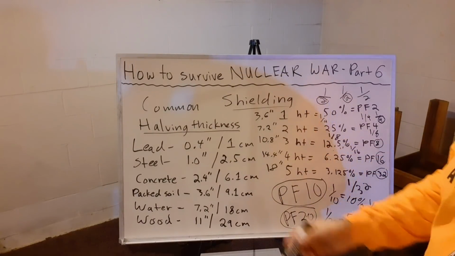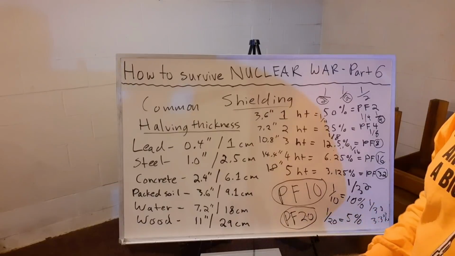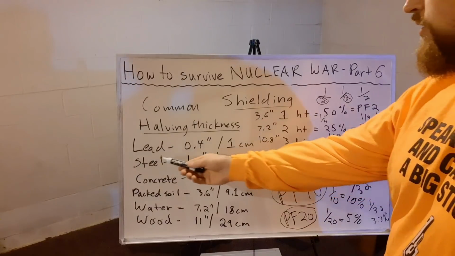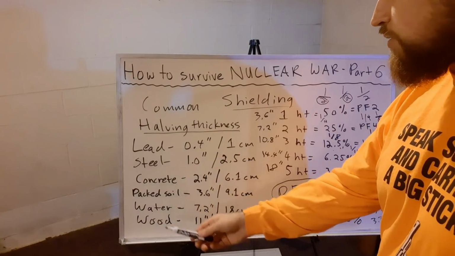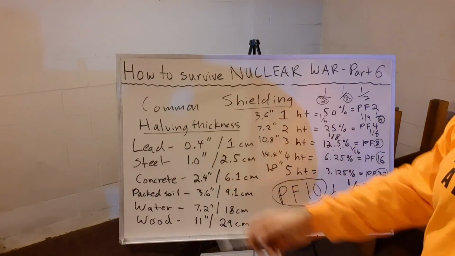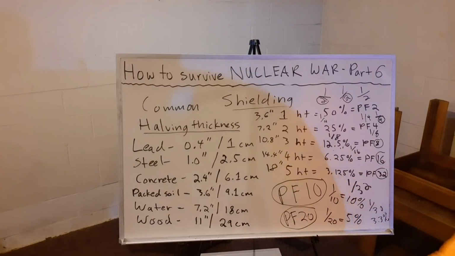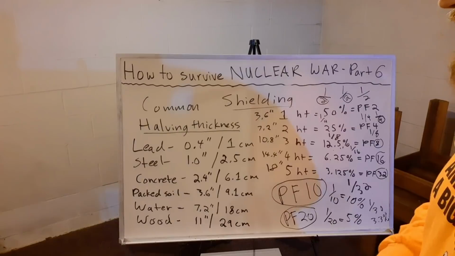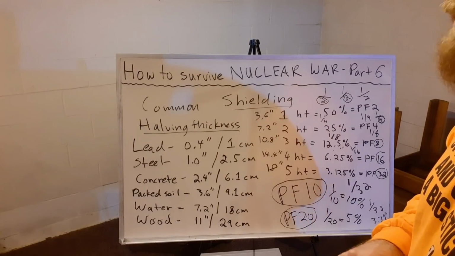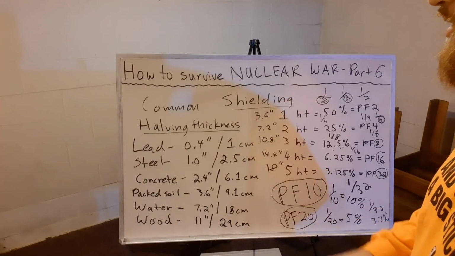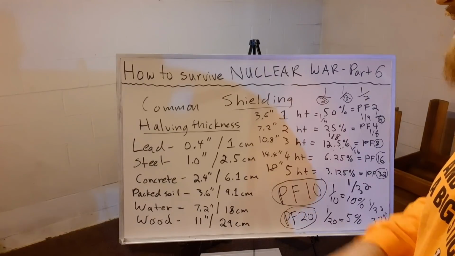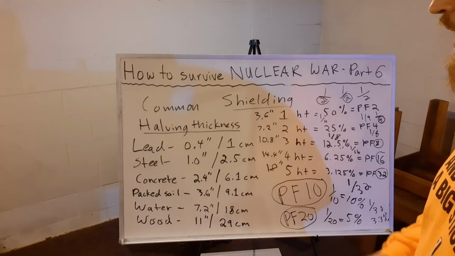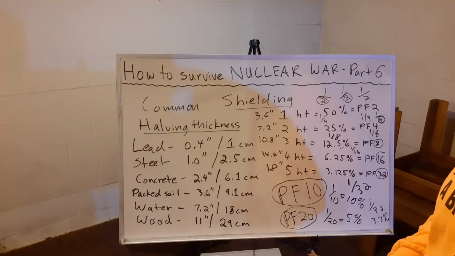So when crap hits the fan, when there's no internet, you're not going to be able to Google search halving thicknesses. You have your laminated card that's going to tell you how much lead, how much steel, concrete, soil, water, wood, etc. And they have halving thicknesses for pretty much any material. It's not just these. These are just the most common, okay? But they also have halving thicknesses for sand, for aluminum, for stainless steel, carbon steel, tin, different alloys, all kinds of stuff, okay?